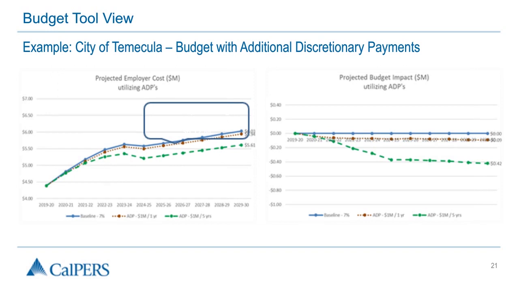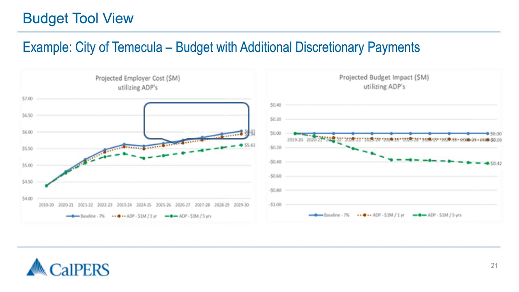And finally, the finance director has considered making additional discretionary payments, or ADPs, to the plan to see the potential savings to the plan. They will select yes on the modeling assumptions tab on the ADP box, and then enter the amount of the annual ADP in millions, and then the number of years they would like to make that payment for, and then hit submit.